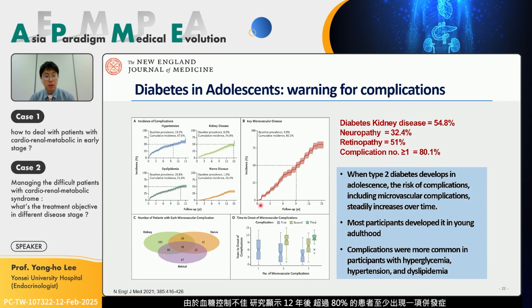And because of that, when they searched the prevalence of complications, you can see after like 12 years, over 80% had been diagnosed with complications, at least one, including like CKD or neuropathy or retinopathy. So you can see from this data that usually people who are diagnosed at the earlier age, they have really poor glycemic control, which leads to the development of diabetic complications.